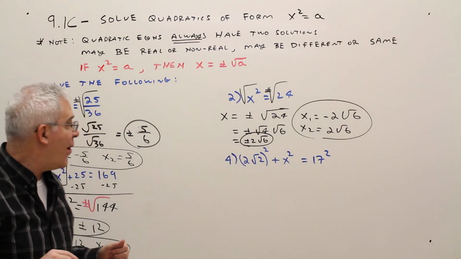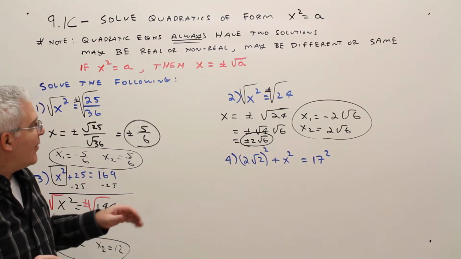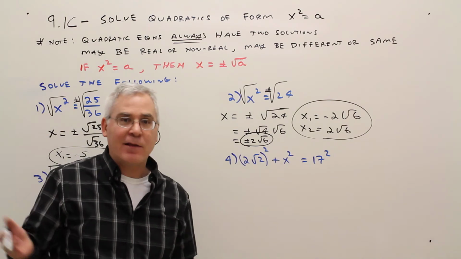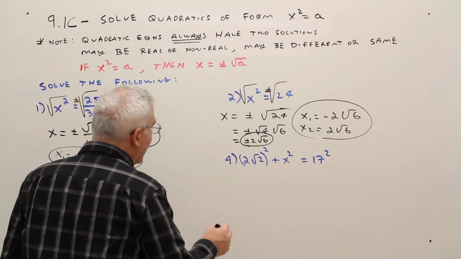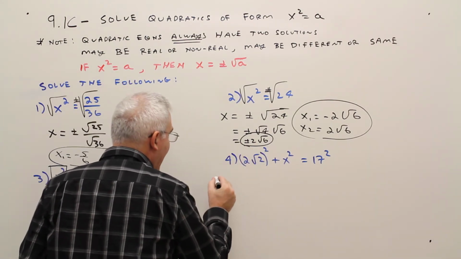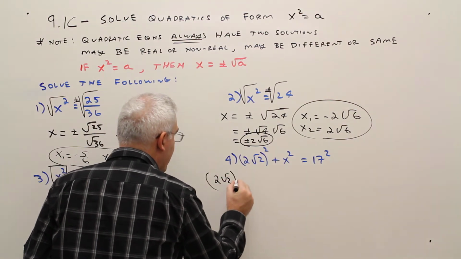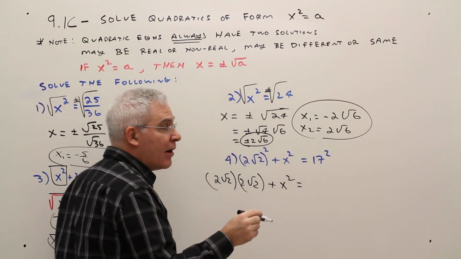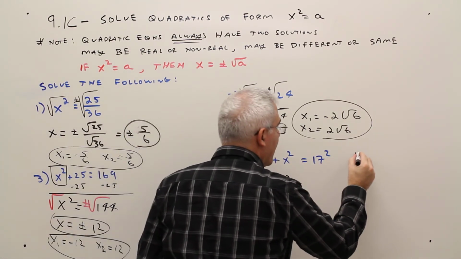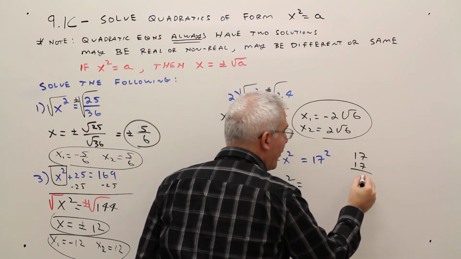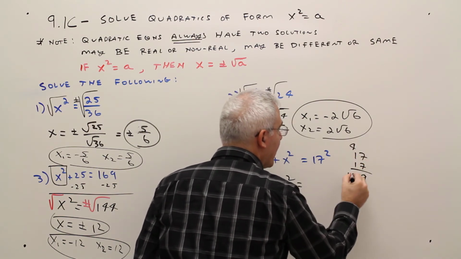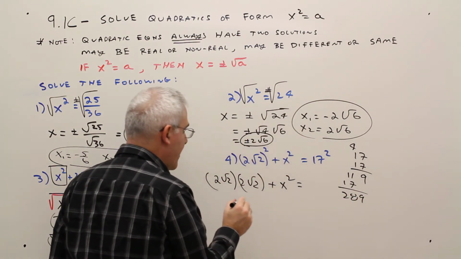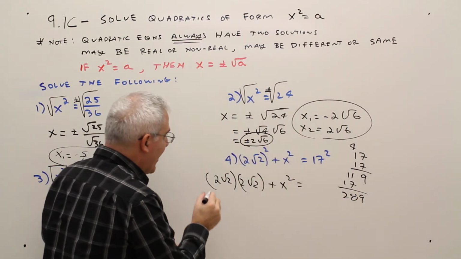Finally, example 4. What I've got to do is clean this up, isolate the x squared, clean this up, and then take the problem home. All right, so let's do it. So I'm going to write 2 radical 2 times 2 radical 2 plus x squared equals 17 squared. If you forgot 17 squared, you can just multiply it out really quickly. 7, 11, 17, 289.